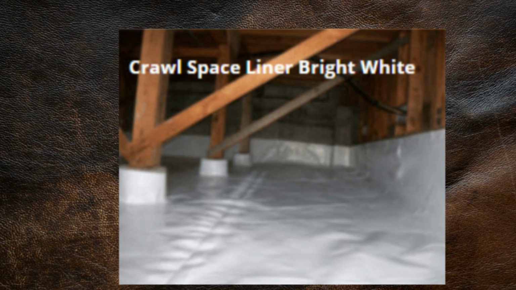What can a moisture barrier, also known as a vapor barrier, do to alleviate humidity issues? A moisture barrier creates a barrier to prevent moisture from the ground and walls from entering the crawl space or basement. Reduces mold and mildew. By controlling moisture, it inhibits the growth of mold and mildew, improving indoor air quality.